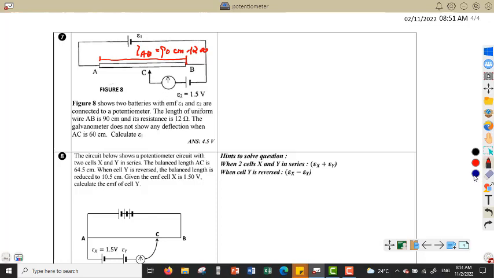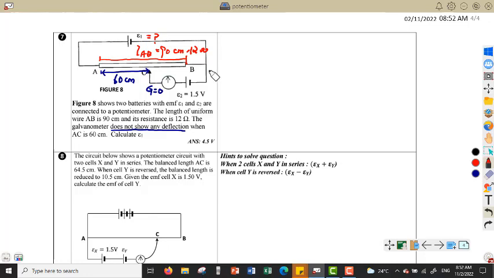So, class, the question tells us that when the distance from point A to the position where the jockey taps on the wire is 60 cm, we find out that our galvanometer does not show any deflection, meaning our galvanometer reads 0. So we want to calculate E1. This time I want to find the value of E1.